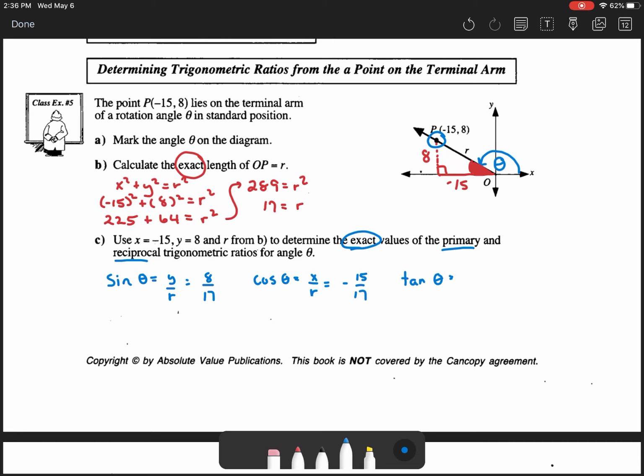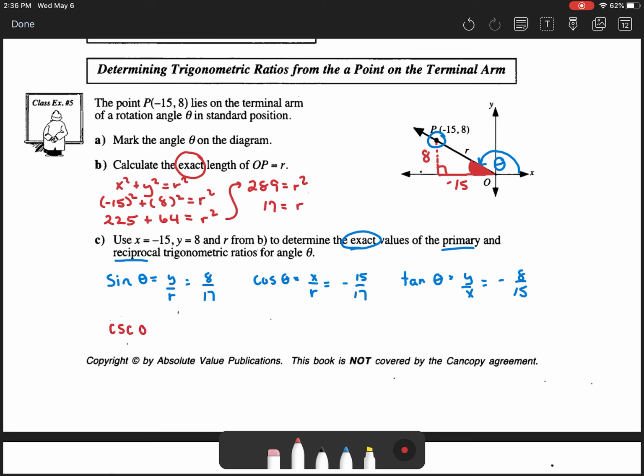Tangent of that theta, remember theta is the big rotation angle, but we're using the little reference angle to find those values. Tangent is always y over x, so it will be a negative and then 8 over 15. That negative can go with the 15, but it usually just floats in the middle to indicate that the ratio itself is negative. But you can put it directly with the 15 if you prefer. So I'll deal with the reciprocals.